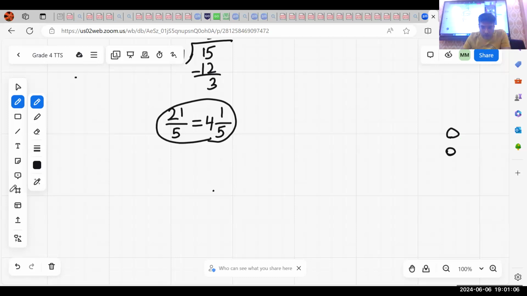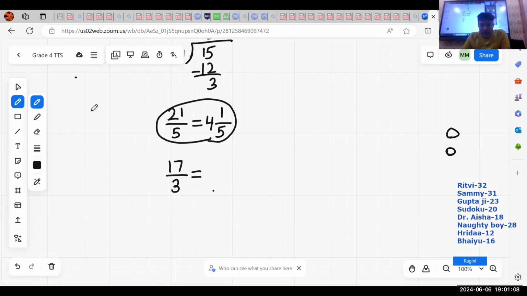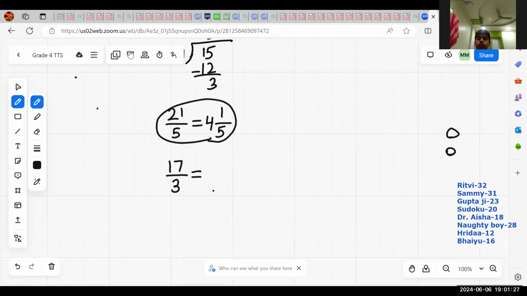So Diksha, don't annotate. Aisha, don't miss the answer this time. And Bhayu, this time you have to send in the chat like other kids. Okay, sir.